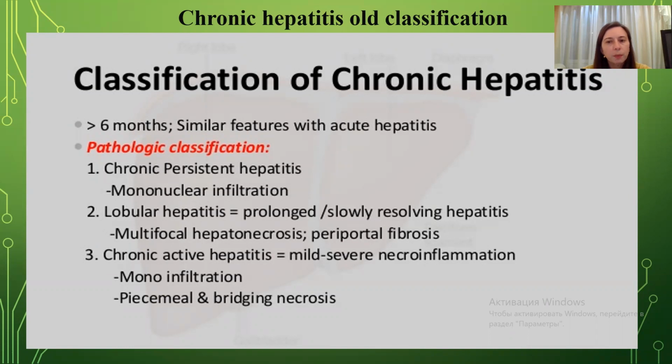Classification: more than 6 months, with similar features to acute hepatitis. Pathological classification. First, chronic persistent hepatitis, with mononuclear infiltration. Second, lobular hepatitis, or prolonged, slowly resolving hepatitis, with multifocal hepatocyte necrosis and periportal fibrosis. And third, chronic active hepatitis, or moderate to severe necroinflammation, with mononuclear infiltration, piecemeal and bridging necrosis.